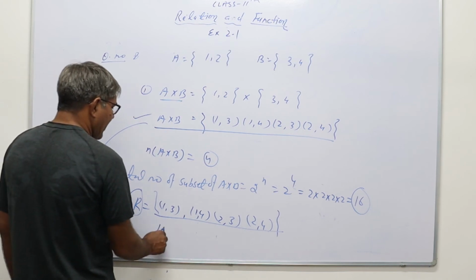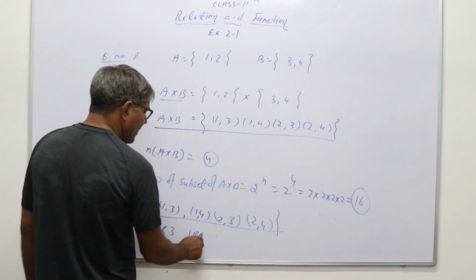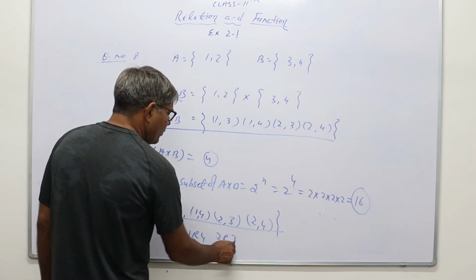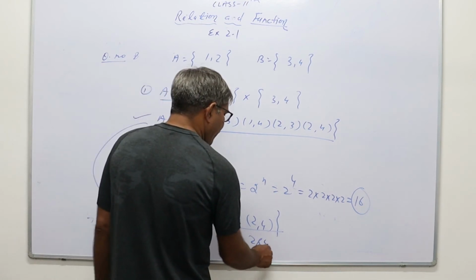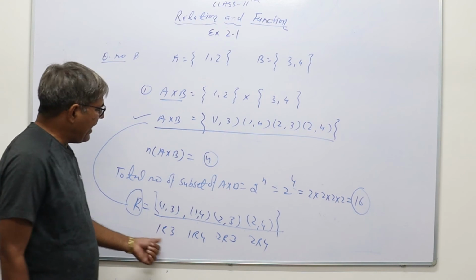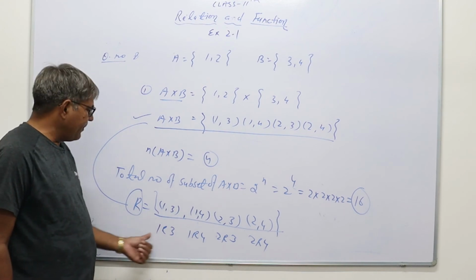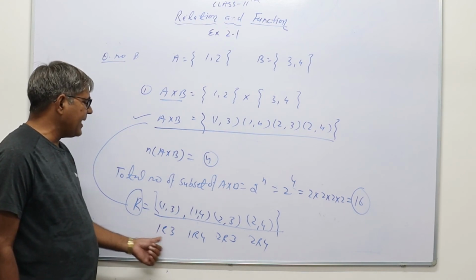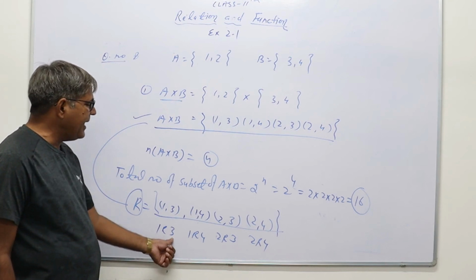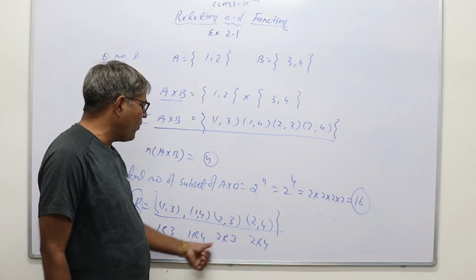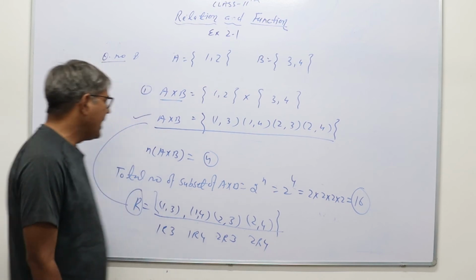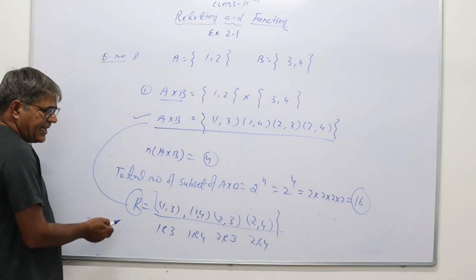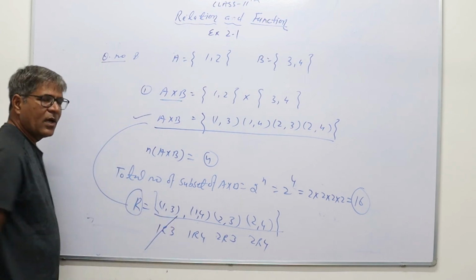Then we will write 1 related to 3, 1 related to 4, 2 related to 3 and 2 related to 4. This is 1 related to 4. Means there is one relation from set 1 to set 3. Similarly, relation from 1 to 4, 2 to 3 and 2 to 4. And this relation is not defined, then we will just cross it.